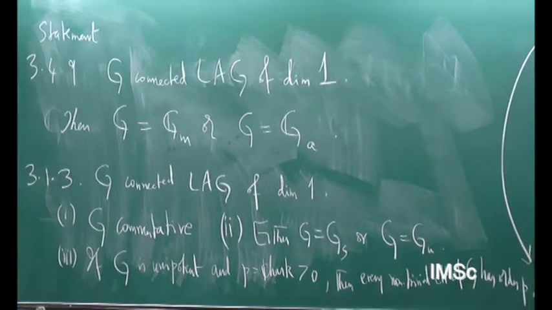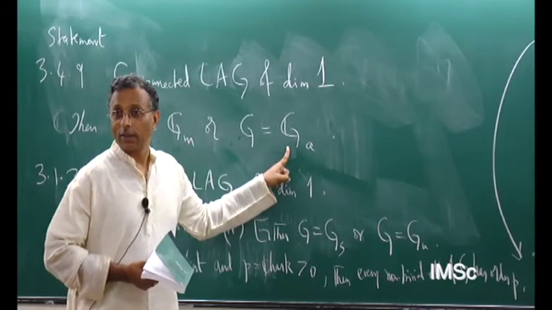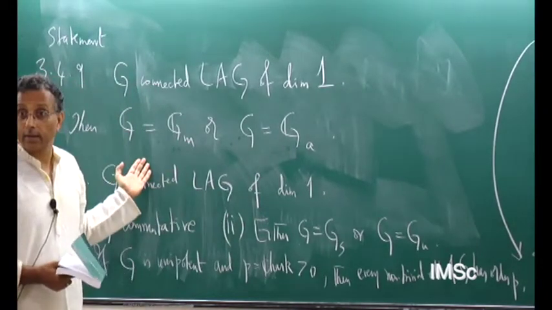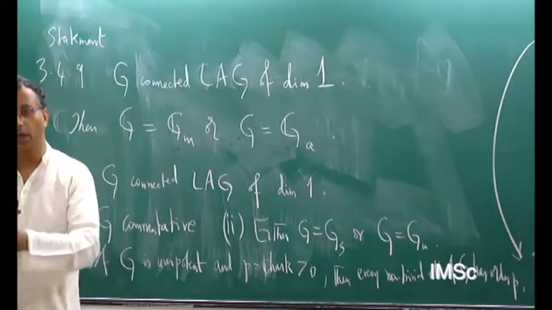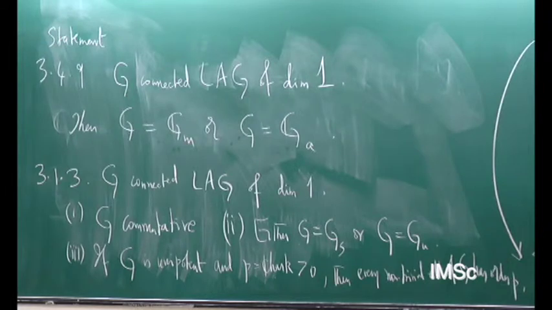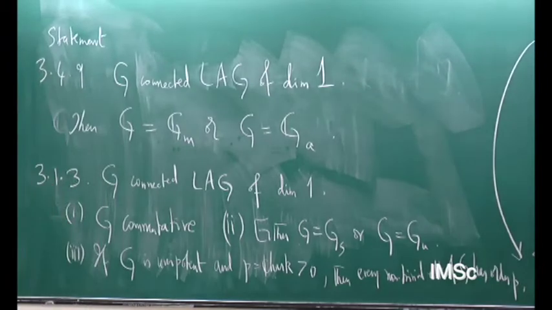That better be true, because if it is unipotent, it cannot be the trivial group. It is dimension 1, so it has to be Ga. Ga is K as an additive group. Every element there, if you multiply by P, you get 0. So we see every element has order P.